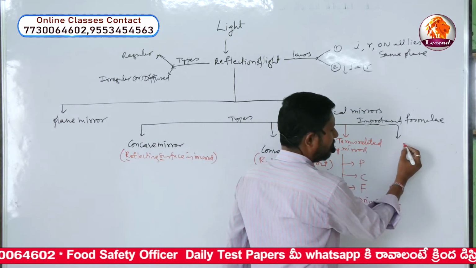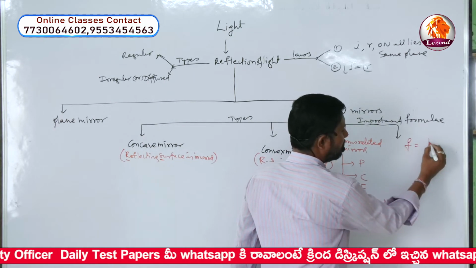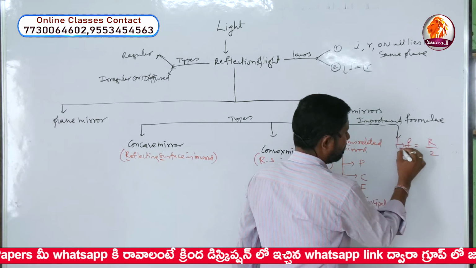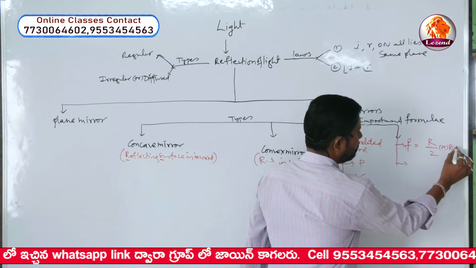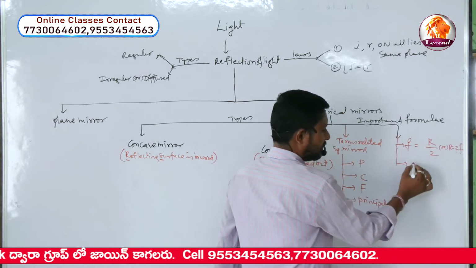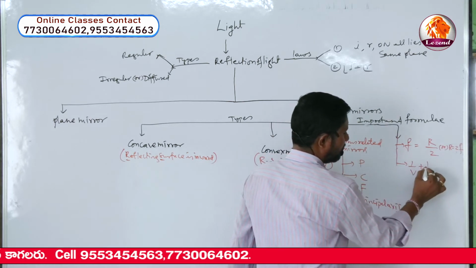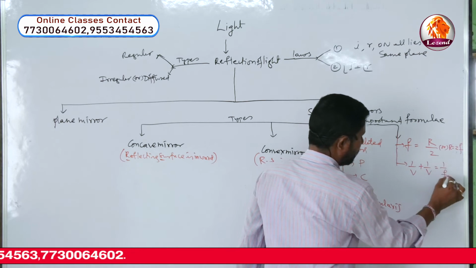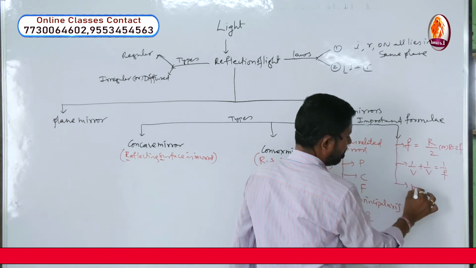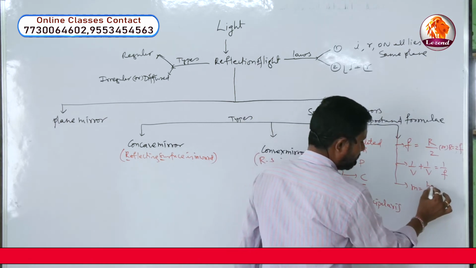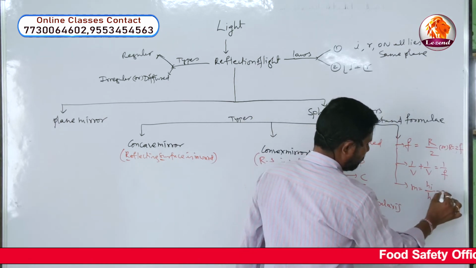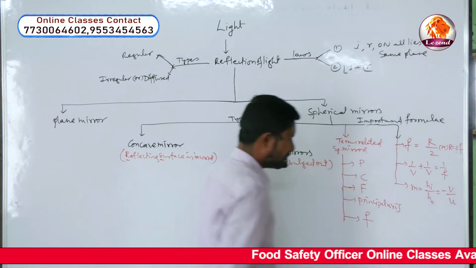Important formulas you know already. First one, focal length equals half of the radius, number one. Number two, or we can also say R equals double the focal length. And next, the mirror formula, 1 by u plus 1 by v equals 1 by f. And the last one is the magnification formula, m equals hi by ho equals minus v by u.